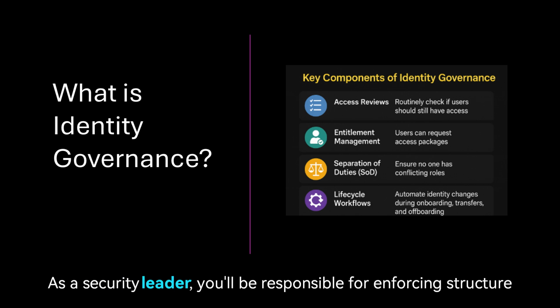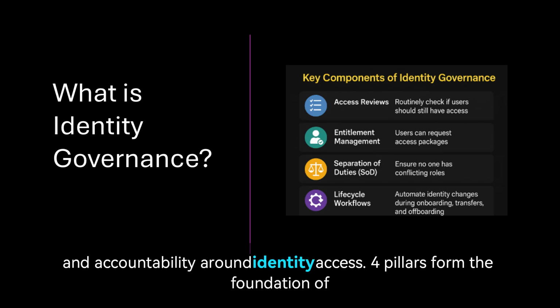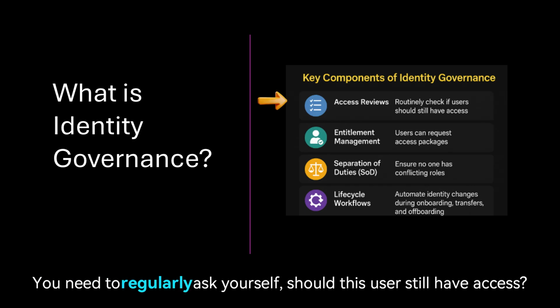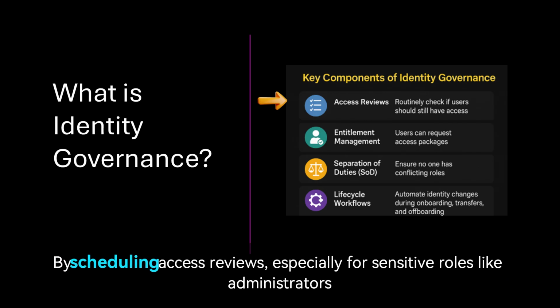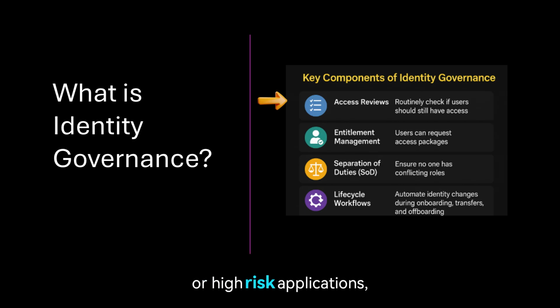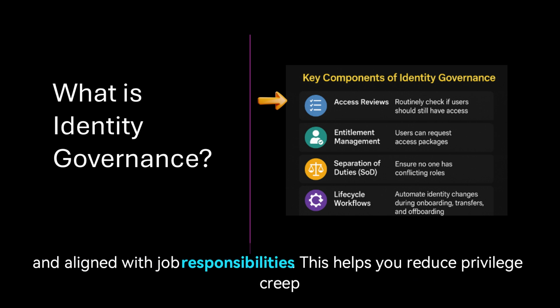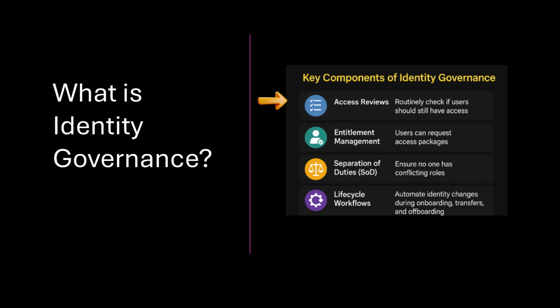As a security leader, you'll be responsible for enforcing structure and accountability around identity access. Four pillars form the foundation of strong identity governance. You need to regularly ask yourself, should this user still have access? By scheduling access reviews, especially for sensitive roles like administrators or high-risk applications, you ensure that access remains relevant, appropriate, and aligned with job responsibilities. This helps you reduce privilege creep and keep your environment clean and compliant.